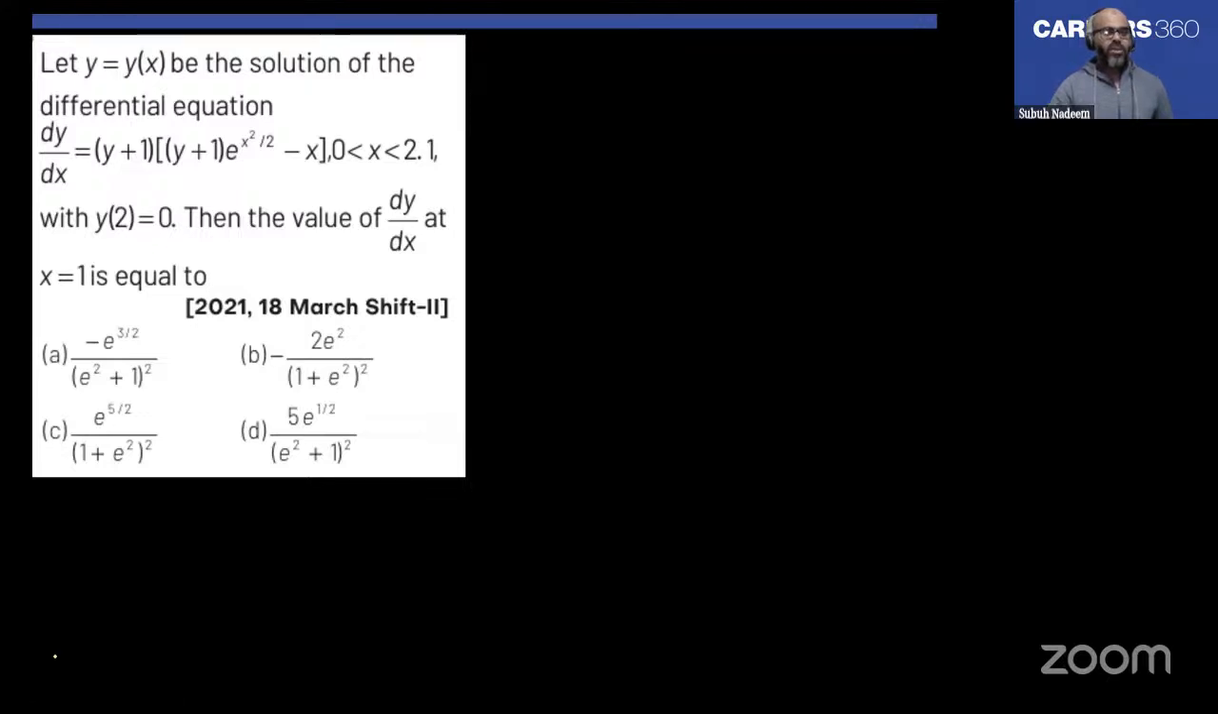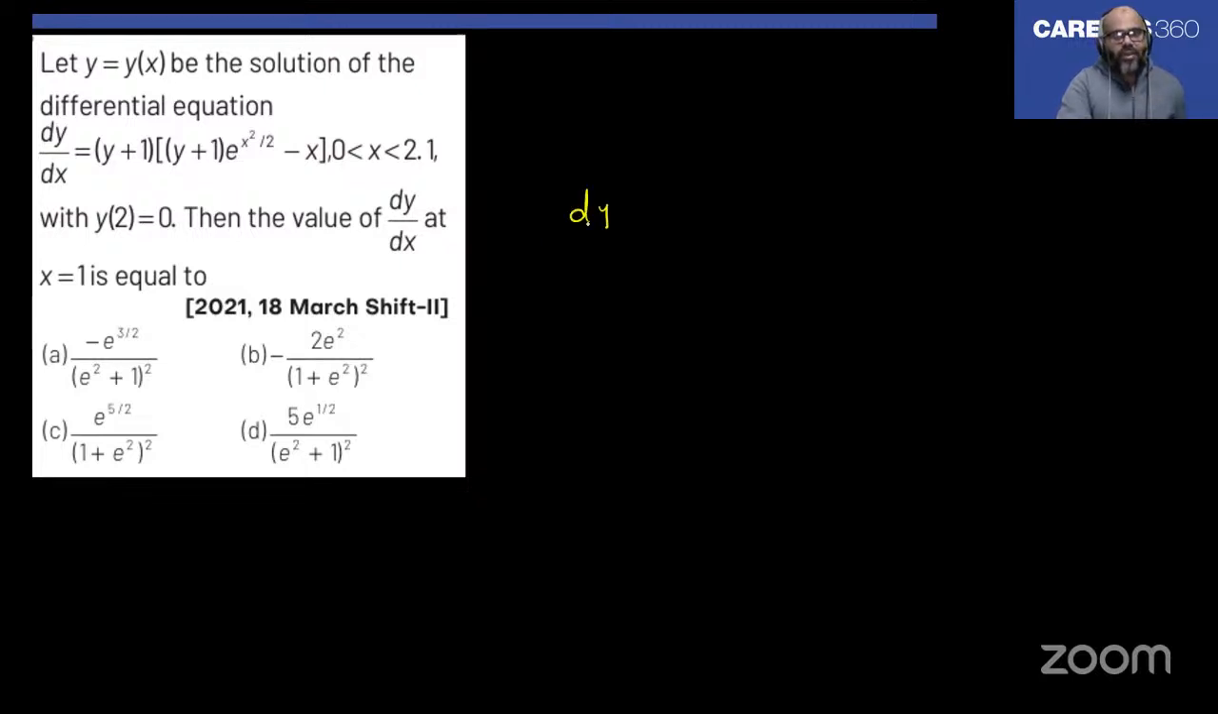So this is the next question. Let y equal to y of x be the solution of the differential equation dy by dx is equal to y plus 1 into y plus 1 e to the power x square by 2 minus x, x is between 0 and 2, and with y of 2 is equal to 0. So this is for finding the constant of integration. Then the value of dy by dx at x is equal to 1 is, okay.